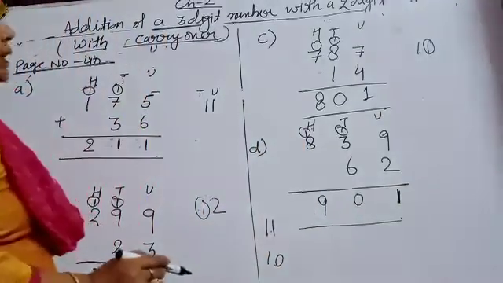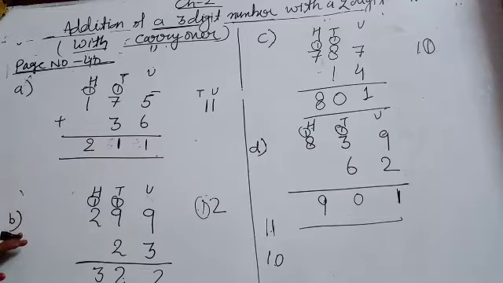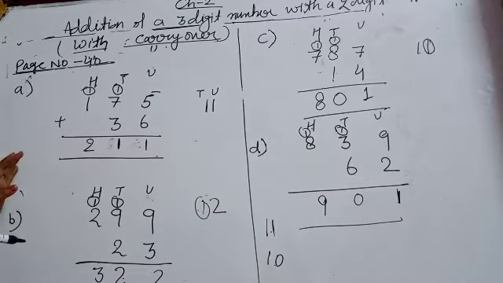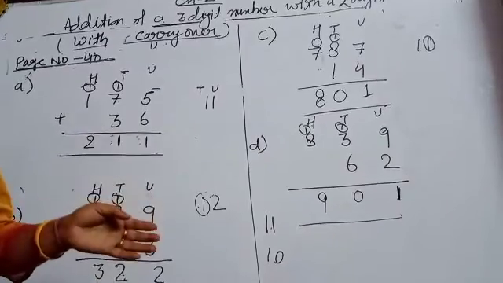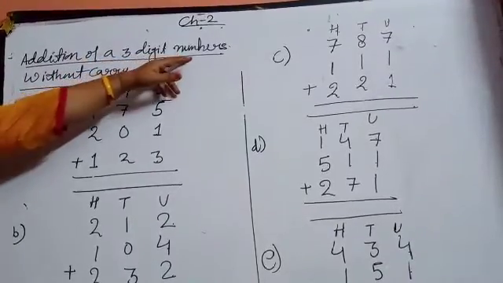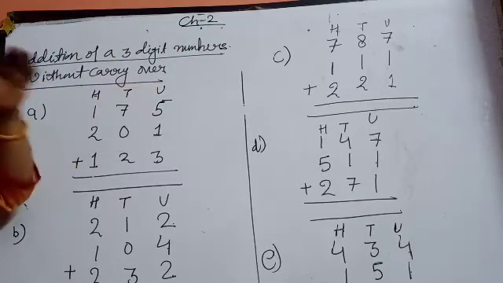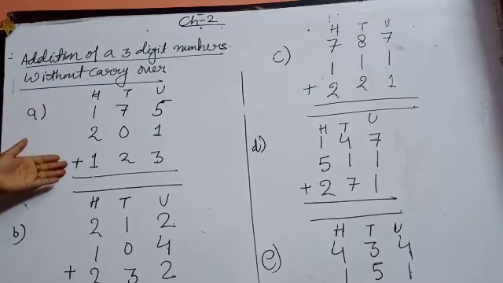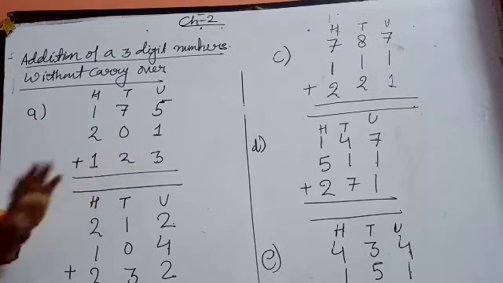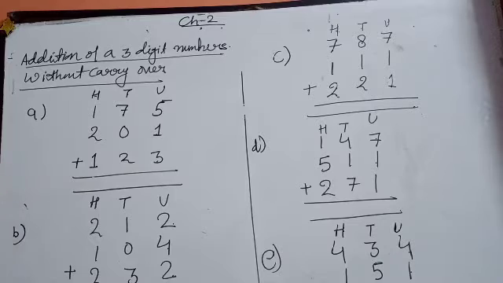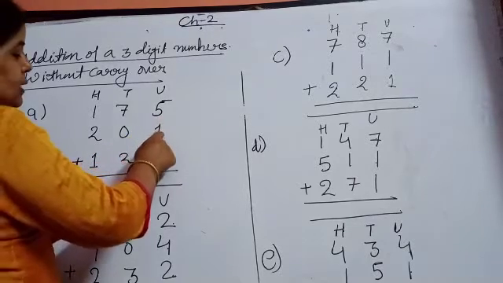I am hoping that my children will understand up to here, and the rest of this page they will do as their homework. Now, addition of a 3-digit number without carryover. This time you have the numbers in 3 columns: 175, 201 and 123. But there will be no carry, without carry. Then we will learn these kinds of problems with carryover in the second pattern. So don't be confused here. See, 5 plus 1 is 6.